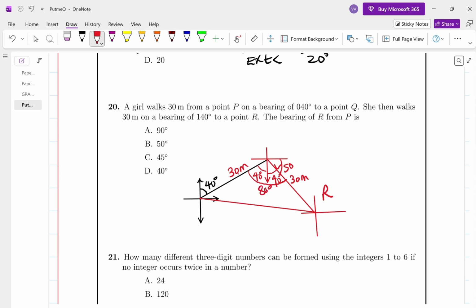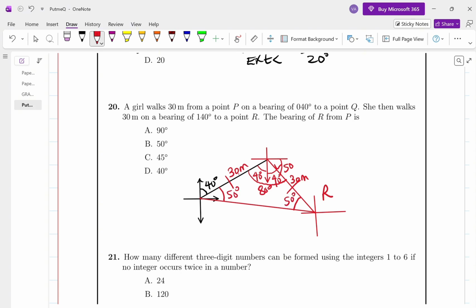So this is what we have. Well, what I would do next is, let's see. These two sides are the same. So it means the angle here and the angle here are also the same. So this is 80, so this has to be 50. And this is also 50.